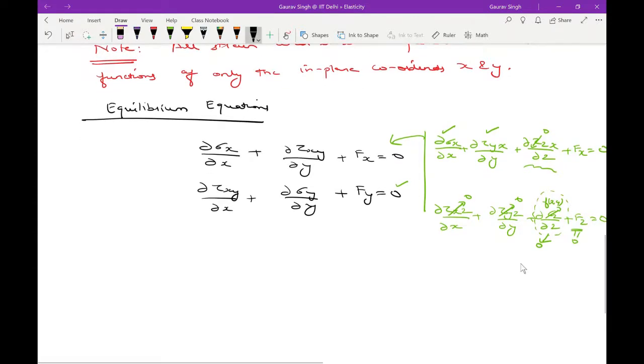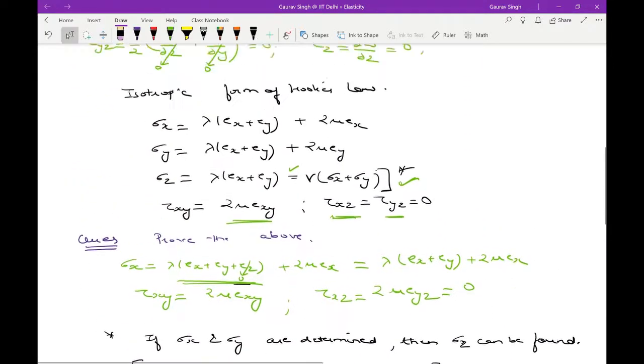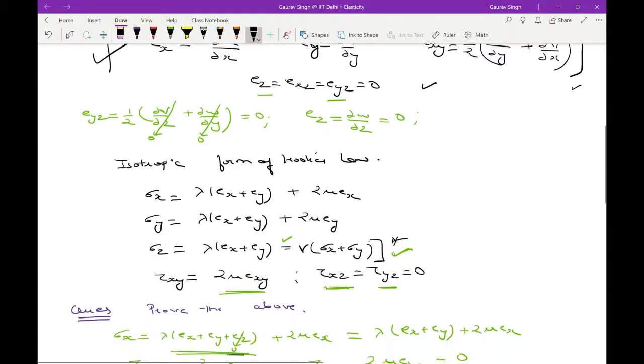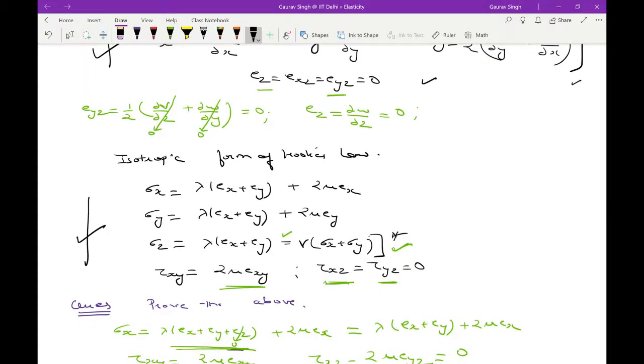So this, it is called, it vanishes identically. Okay, it is 0 by its value. Now one can use the strain displacement relation over here, sorry, this one, and one can use the Hooke's law, which is this one, and then find out the equilibrium.